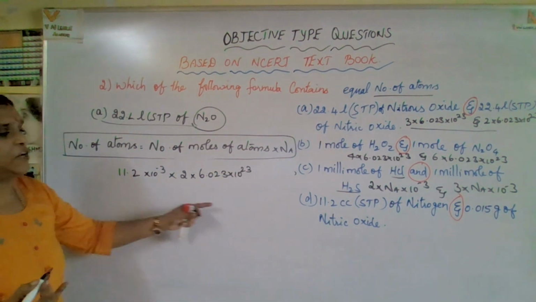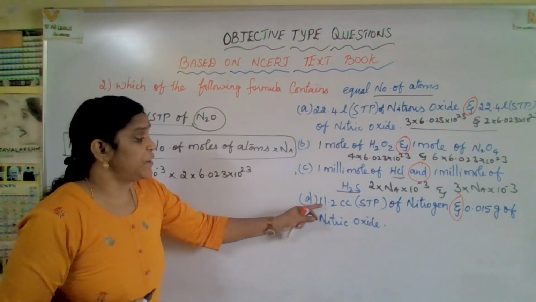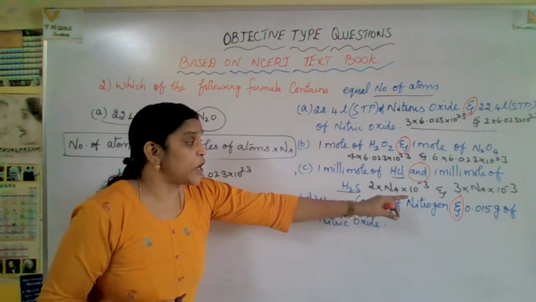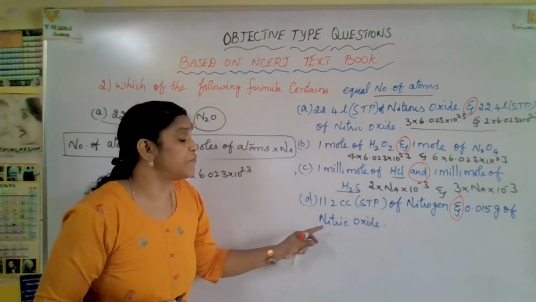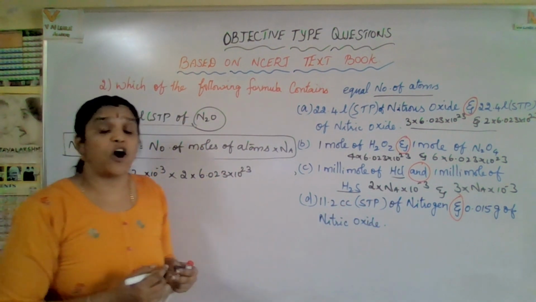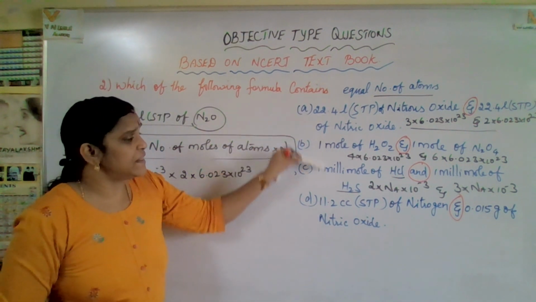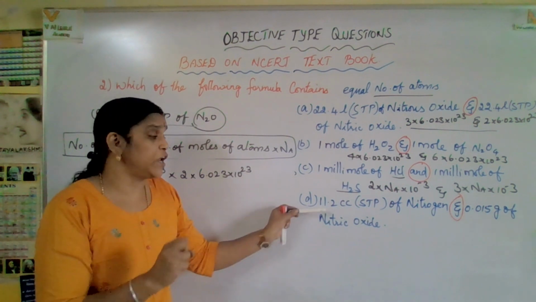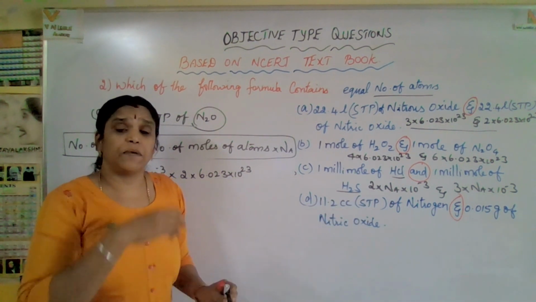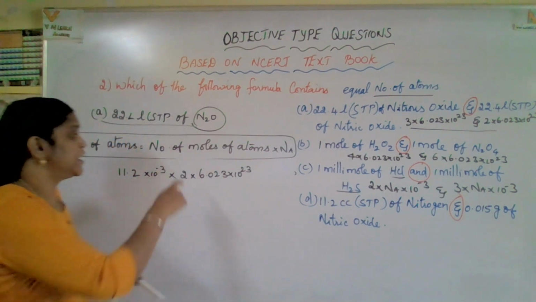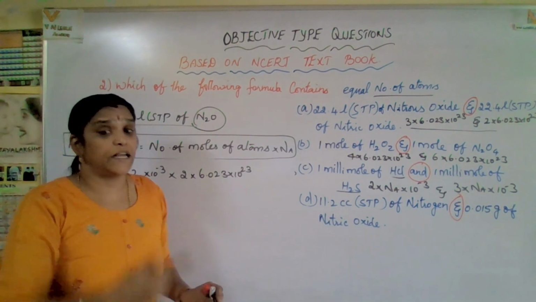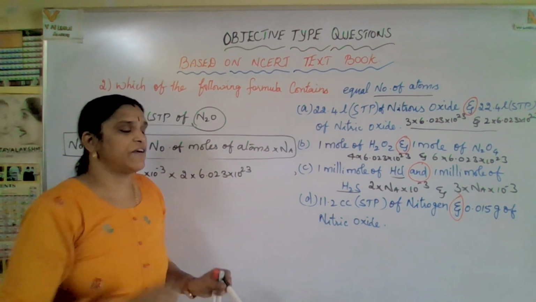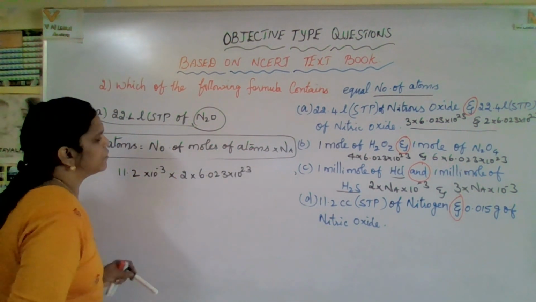See, in this question one speciality you note down: 11.2 cc at STP of nitrogen and 0.015 gram of nitric oxide. That means they did not mention the mole. But other than that, everything they mentioned the mole. But here they have given that volume and the gram amount. So that means given mass by molecular mass only number of moles. So we have to find it in that way. Number of moles equal to given mass by molecular mass into Avogadro number. Right. That is the way we can go for it.